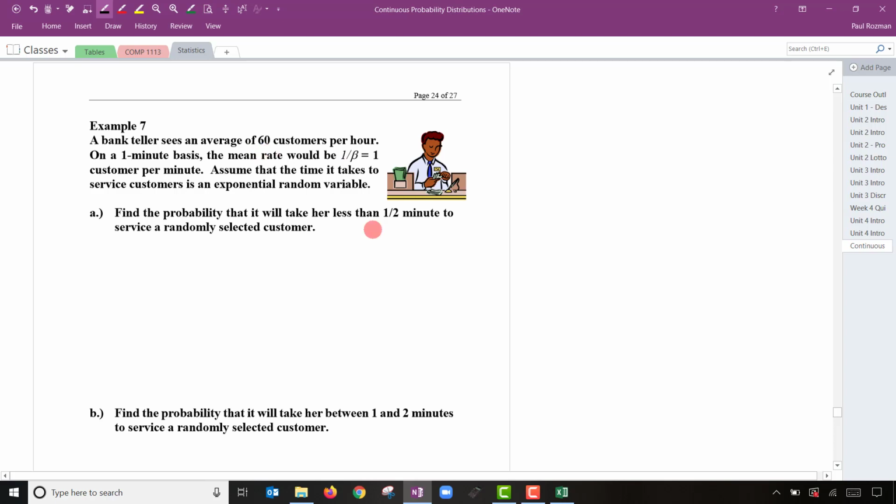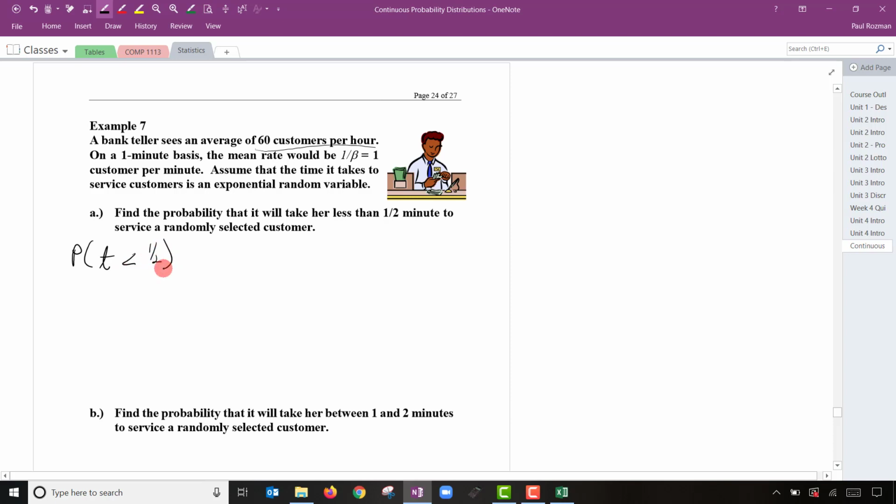But the question started talking about minutes. So we converted our rate from per hour to per minute. Again, always adjust that rather than the time frame. So we're trying to find the probability that it takes less than half a minute. Probability that the time is under 1/2.